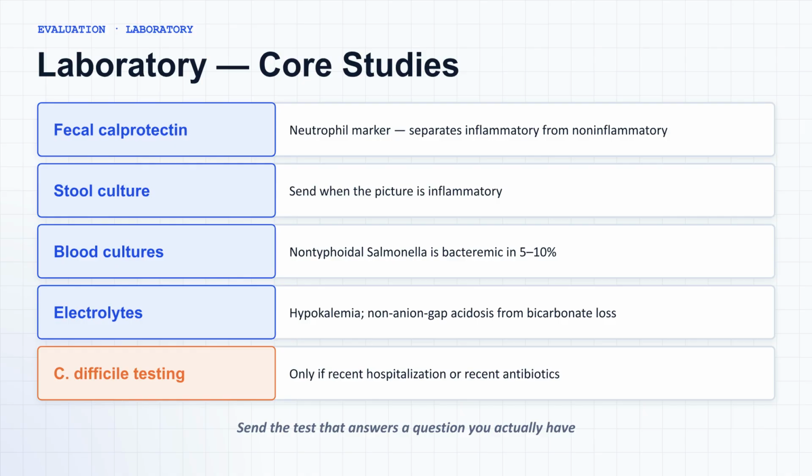Now the laboratory. Start with fecal calprotectin. It is released by neutrophils and it separates inflammatory from non-inflammatory disease. Send a stool culture when the picture is inflammatory.